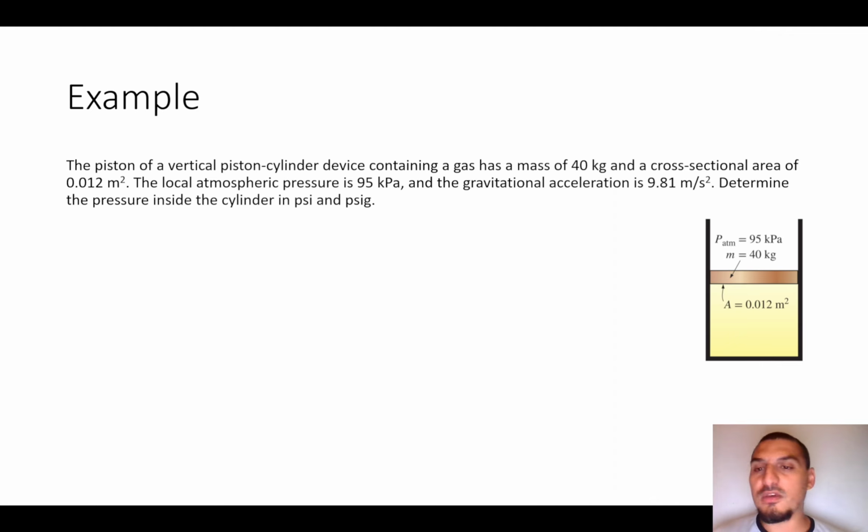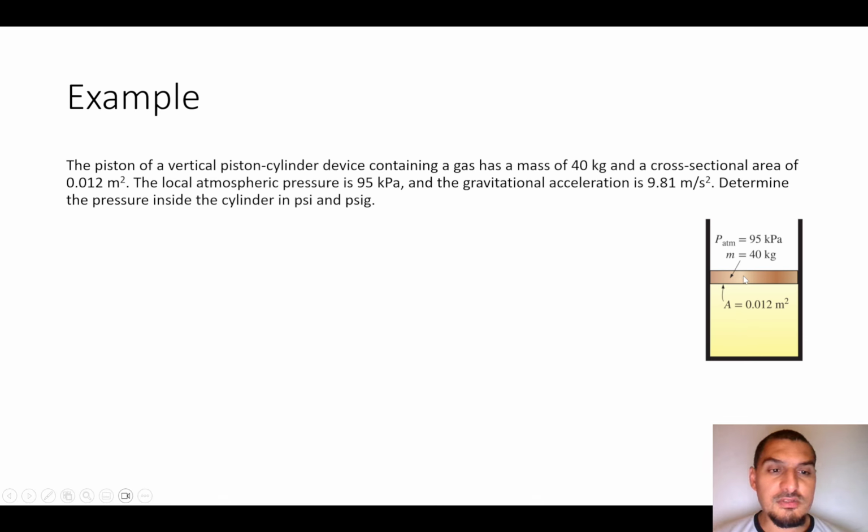The first problem that we have here is about a piston that is in a piston cylinder device. So this is the piston, and there is a cylinder, and there is a gas that is in the cylinder. The piston is not leaking, so the gas inside is kept inside.